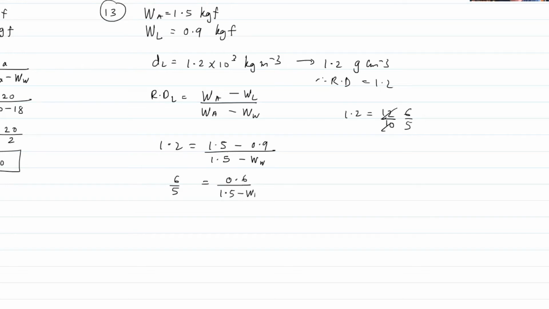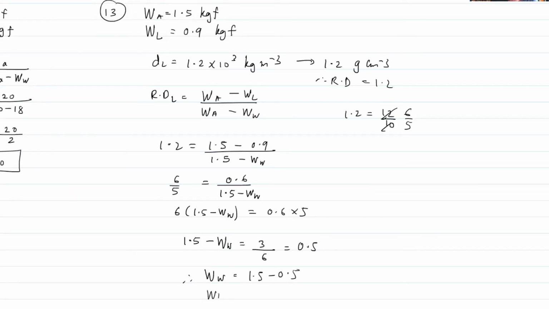And this will be 1.5 minus weight in water. So this will be 6 by 5 multiplied by 1.5 minus weight in water. That will be 0.6 into 5. So 1.5 minus weight in water will be 3 by 6. That will be 0.5. And therefore, weight in water is 1.5 minus 0.5. Weight in water will be 1. Okay, 1 kgf.